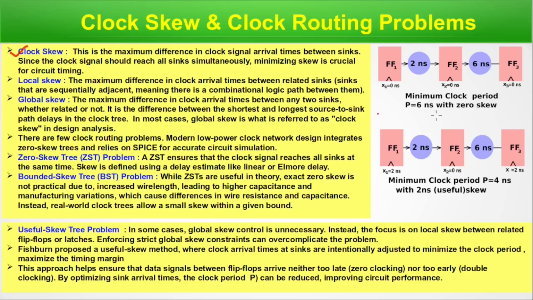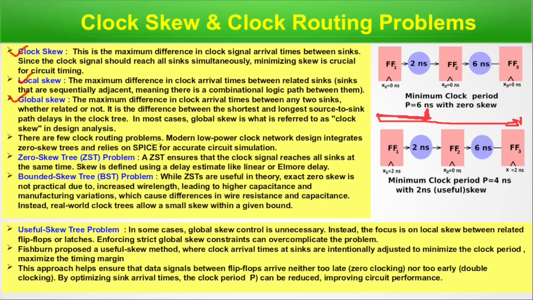If that is the clock and the closest sink is here and the farthest is here, the time taken to reach this sink and that sink would be different, and that is the maximum difference between the shortest path and the longest source-to-sink path. The difference between these two delays in the clock tree is what is referred to as clock skew in design analysis. That is the maximum clock skew, the global clock skew.